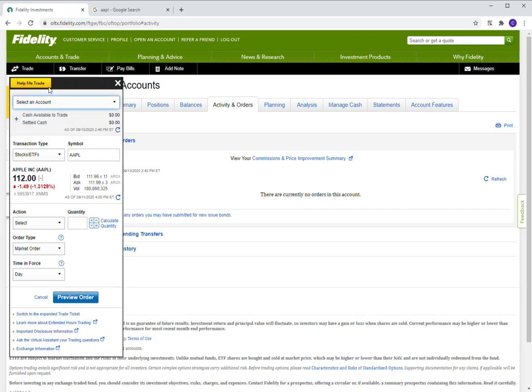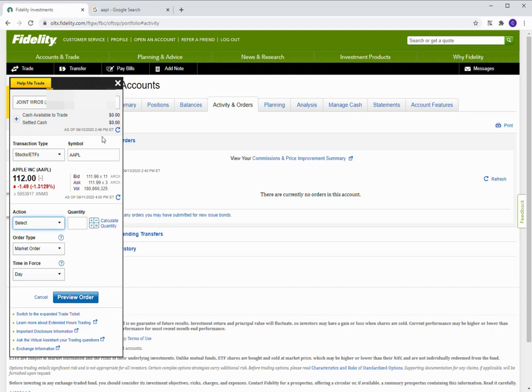Okay, so this here is what is called our order ticket. So if we have multiple accounts, we will have to, of course, put on the ticket which account we want to purchase this stock in. So you'll see two lines when you select the account. You'll see cash available to trade, and you'll see settled cash. Cash available to trade is exactly as it states. That's how much free cash that isn't invested that you have. Settled cash is the literal physical amount that is in your account.